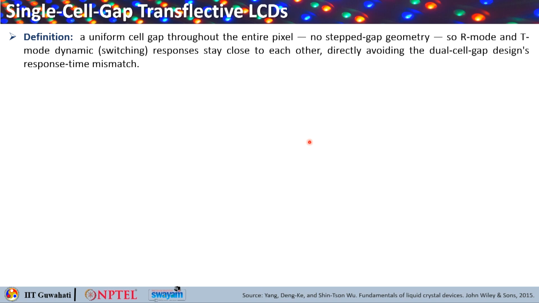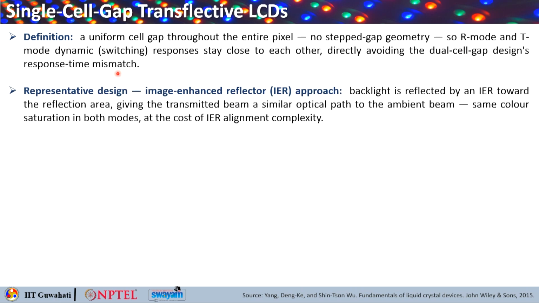Now let us look into the concept of single cell gap transreflective LCDs, where you will be trying to maintain a uniform cell gap throughout the entire pixel. So you are not having a stepped gap geometry. In this case the reflection and the transmission mode dynamic switching response times will remain the same. So that directly avoids the dual cell gap response time mismatch problem.